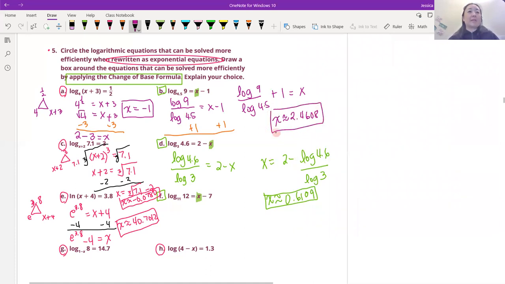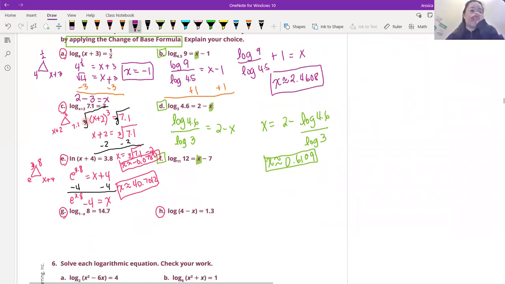All right. And if you look at C, notice C right here, we change this to exponentials because our x is in the base. And so that's going to be x plus 2 to the third power is equal to 7.1. And remember, to get rid of a cube, you got to cube root it. Okay, and then the math is pretty much the same thing.